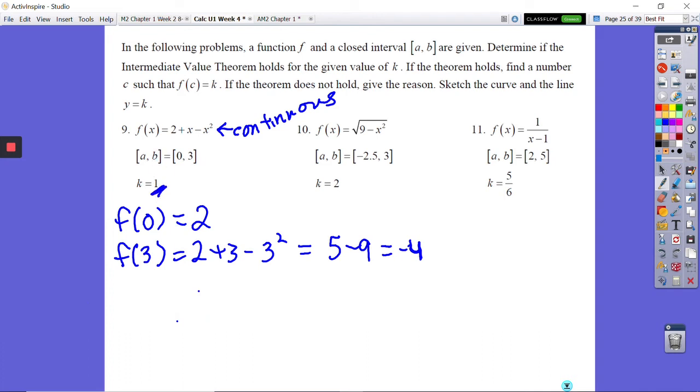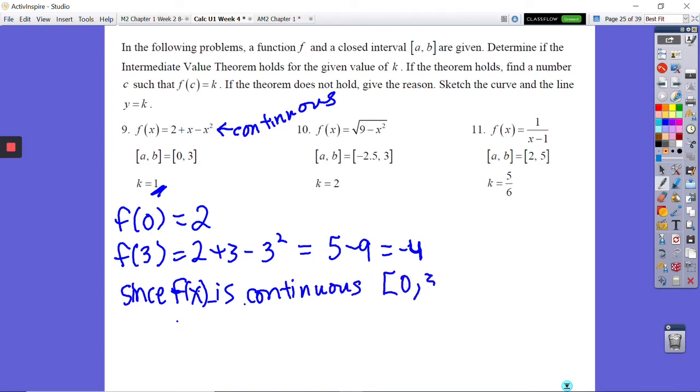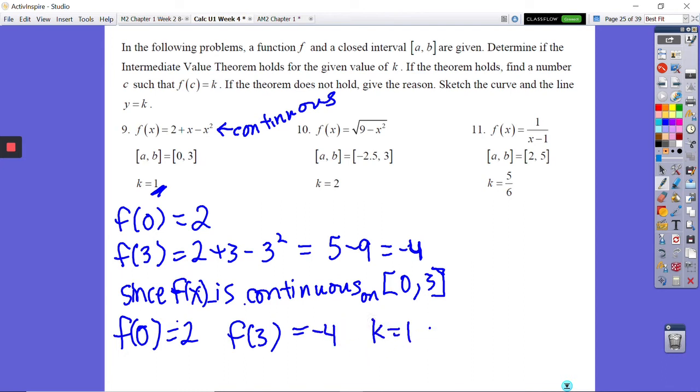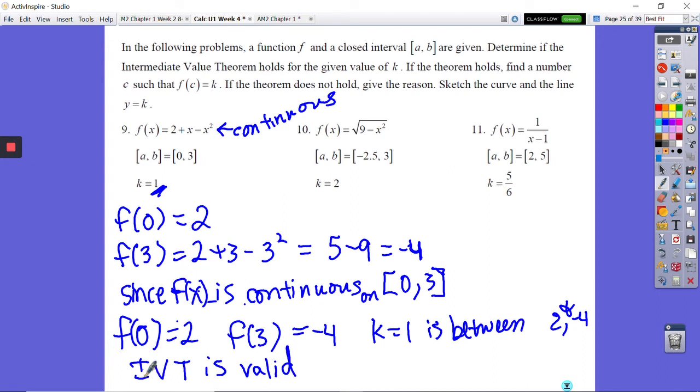Okay, so f of 3 is negative 4. And we want to know if it's true for k. Well, k is between 2 and negative 4, so we know, since it's continuous on the interval 0 to 3, and f of 0 is 2, and f of 3 is -4, and k equals 1 is between 2 and -4, IVT is valid. So now I've decided it's valid. So that's how I decide.